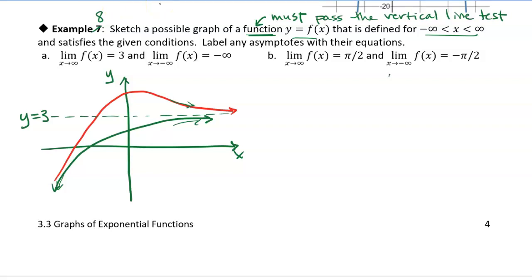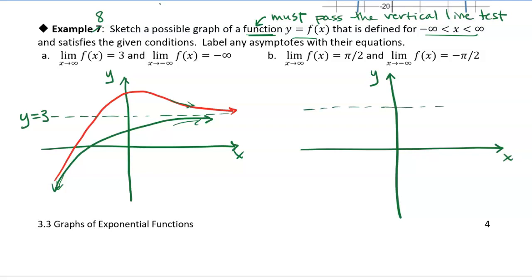So again, I'm going to just start with coordinate axes here, x and y. And now we're told that as x approaches positive infinity, f of x is approaching pi over 2. Pi over 2 is like 3.14 divided by 2, so it doesn't really matter. I don't have a scale on here, so I'm just going to say this is the line y equals pi over 2. This end behavior is telling me that I have an asymptote at y equals pi over 2. So that's one asymptote.